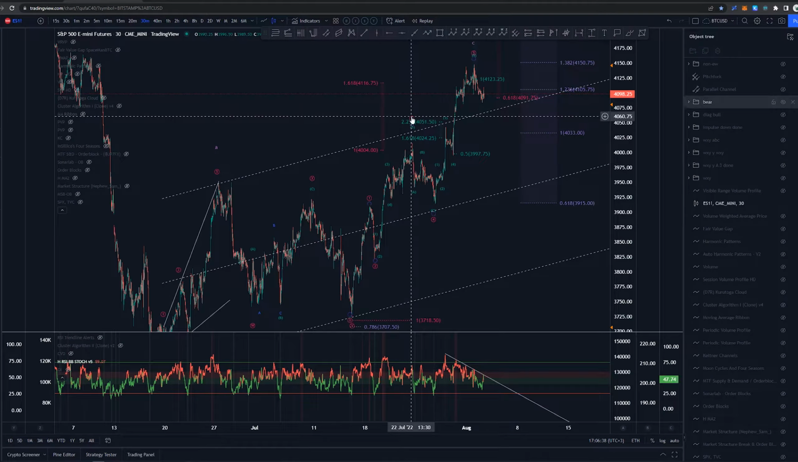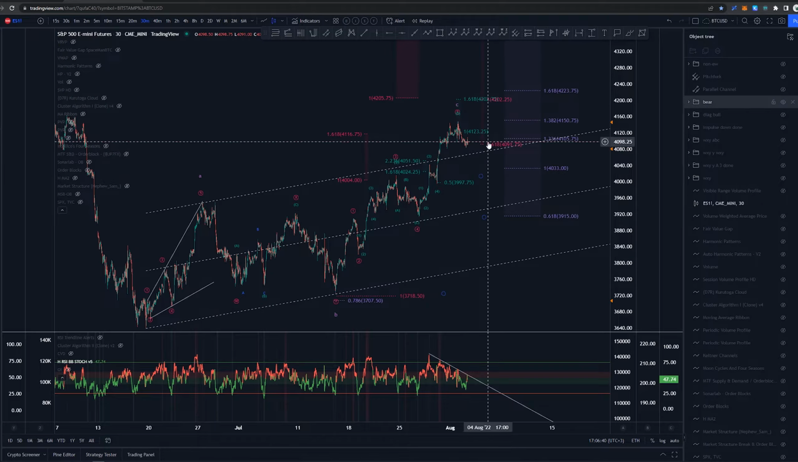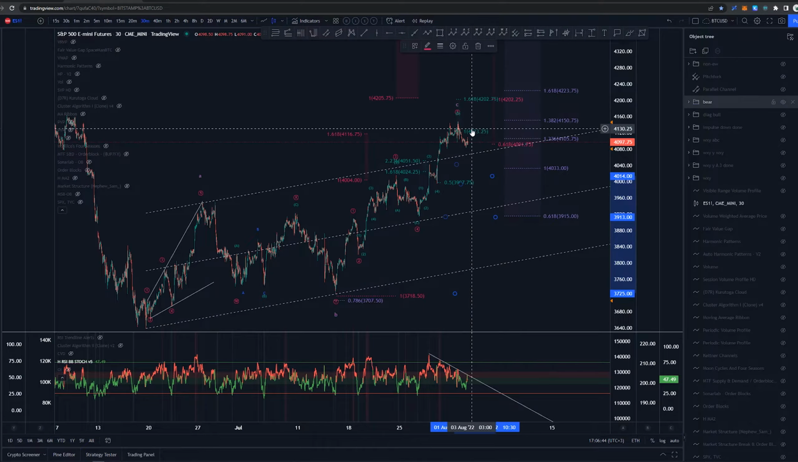Definitely don't have an extension here on third, so we can expect that on the fifth here as well. So these are again the same targets.